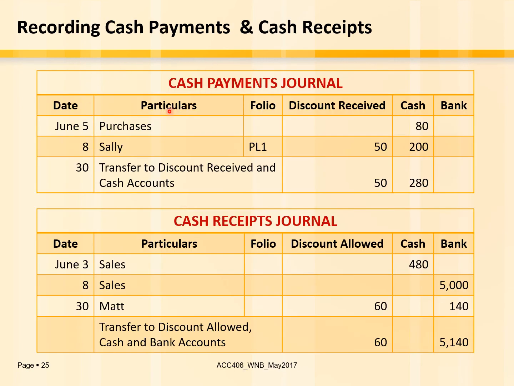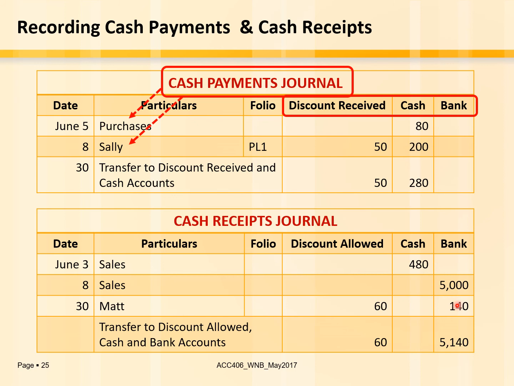So, macam mana nak record? These are the cash payment journal. You akan categorizekan dia like this. So, you ada purchases 80, Sally 200. Yang ni. Untuk cash receipt ada jualan sebanyak 480, sales lagi 5,000, mat 140.